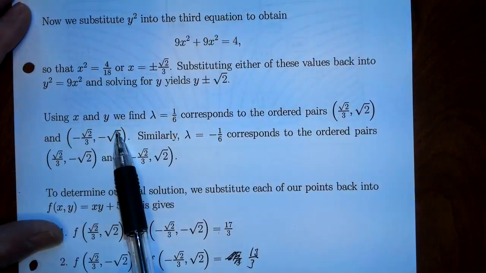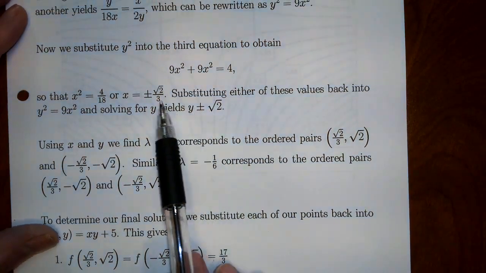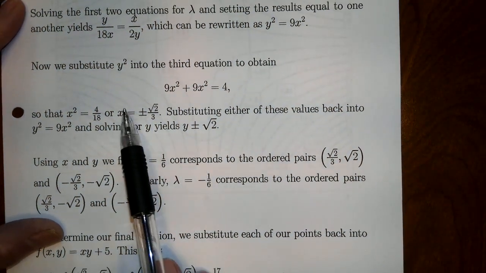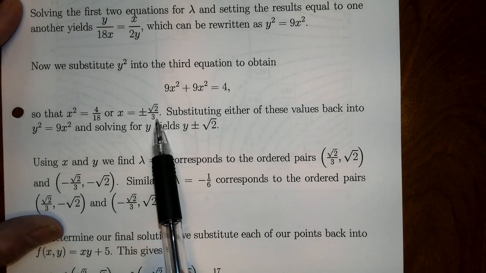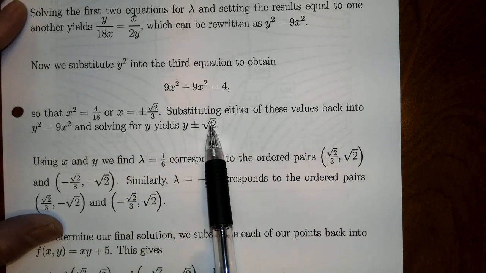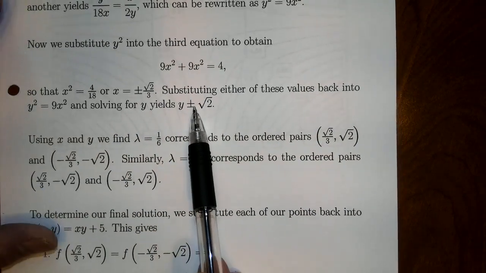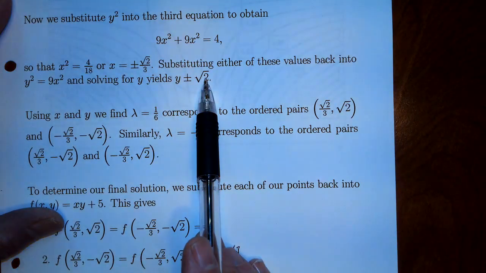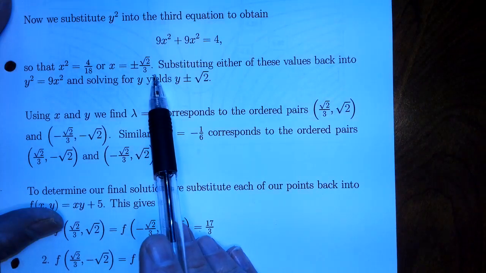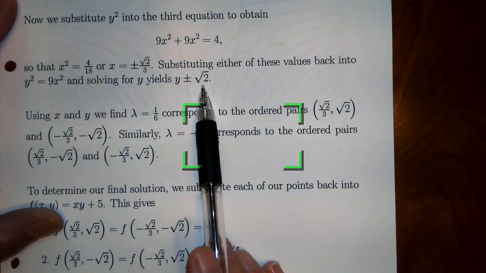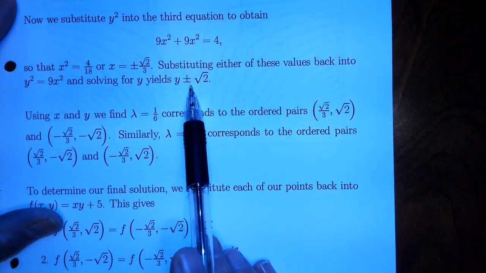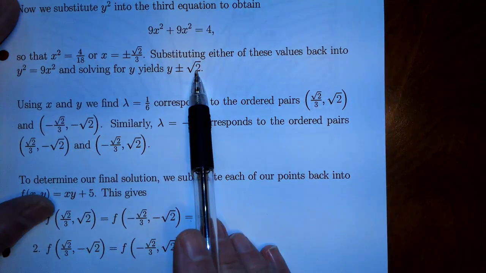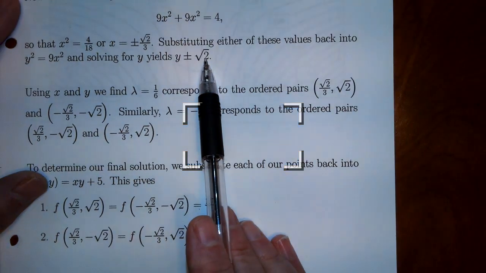Now using x and y, we actually have 4 ordered pairs here. Keep that in mind. We know that x is plus or minus root 2 over 3, y is plus or minus root 2. So there's actually 4 ordered pairs here: positive root 2 over 3, positive root 2; negative root 2 over 3, positive root 2; positive root 2 over 3, negative root 2; and finally negative root 2 over 3, negative root 2. There are actually 4 possibilities.